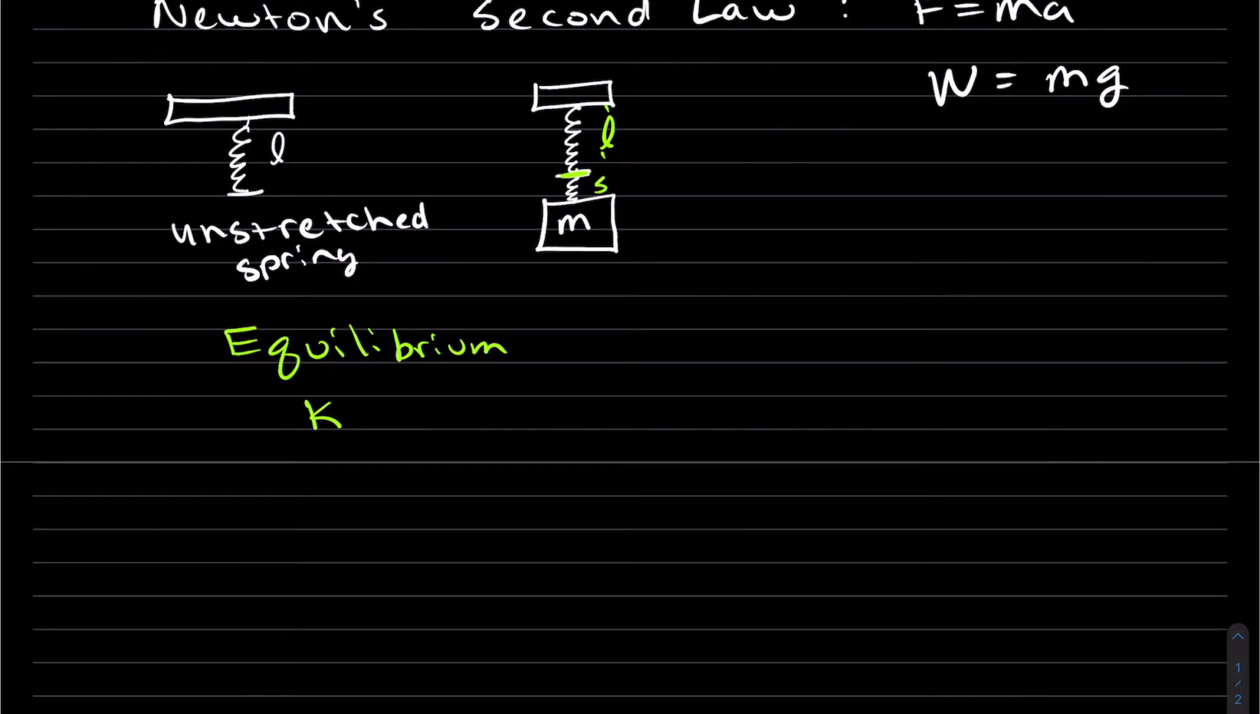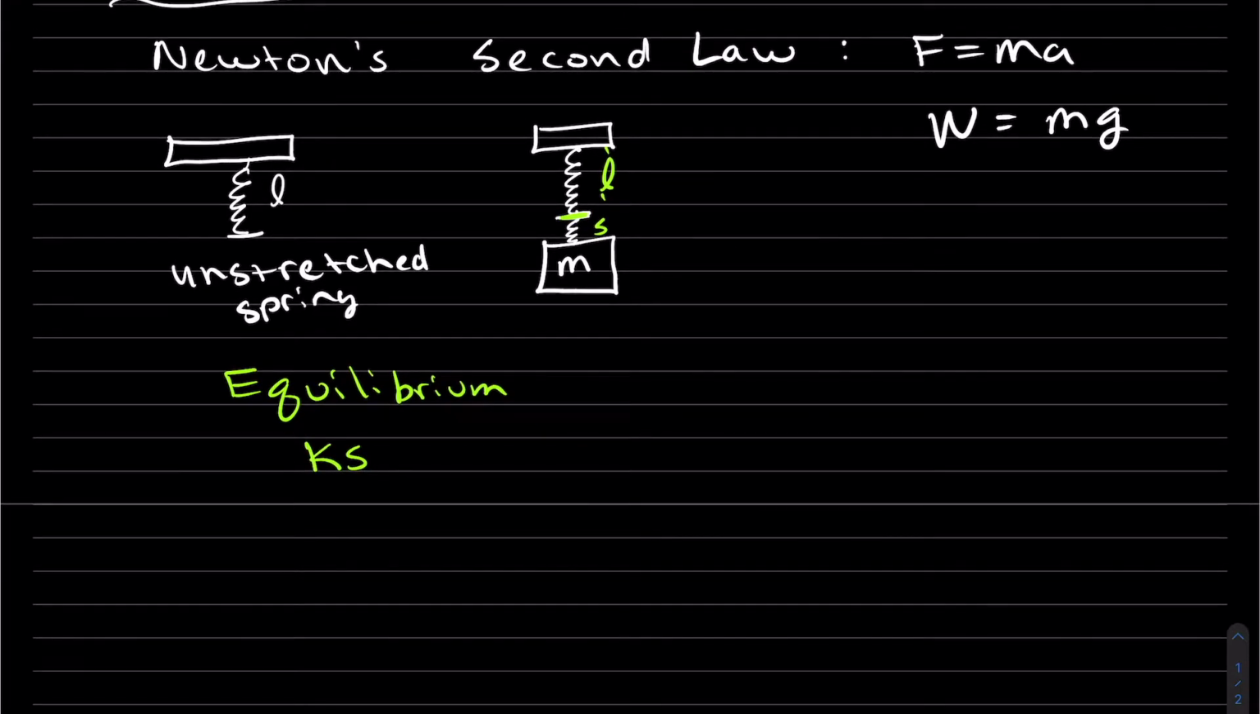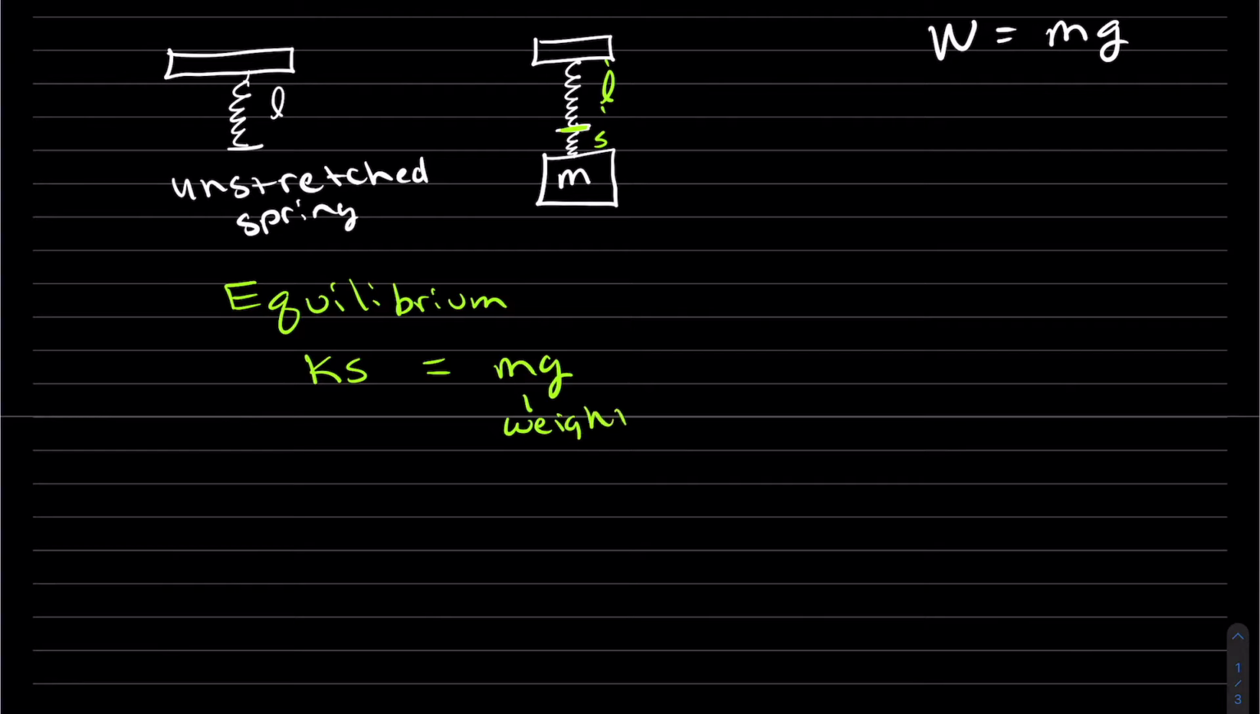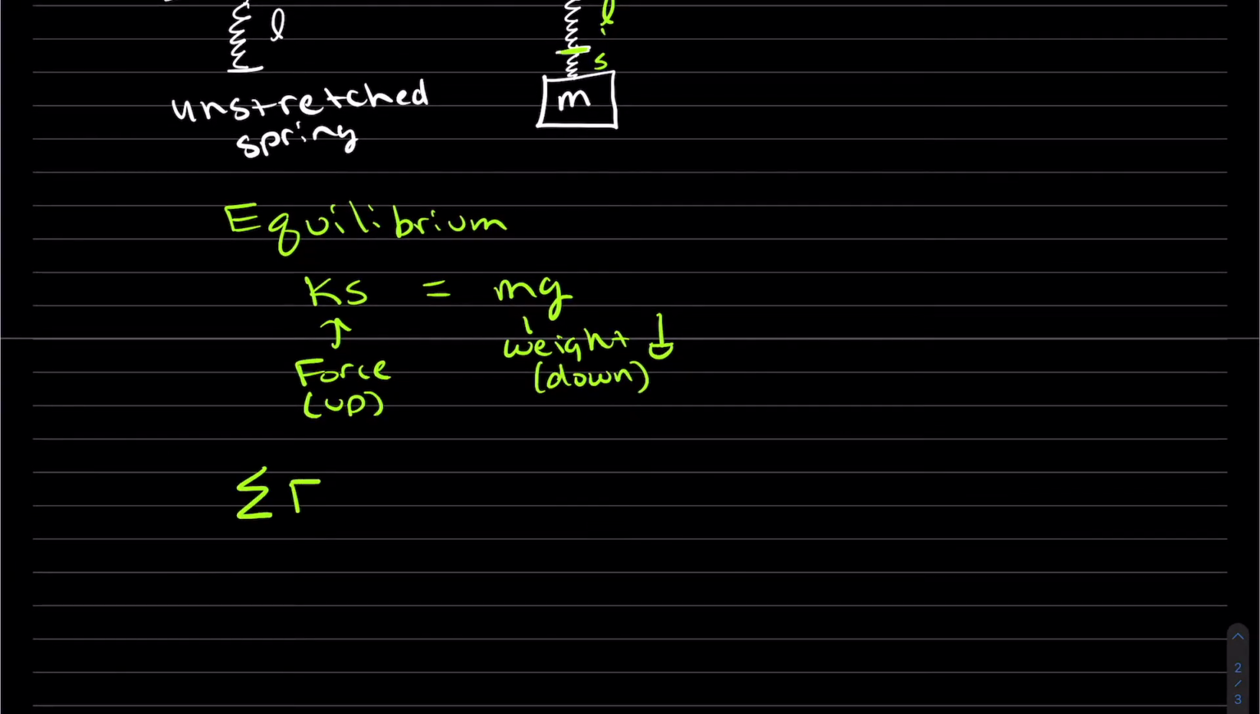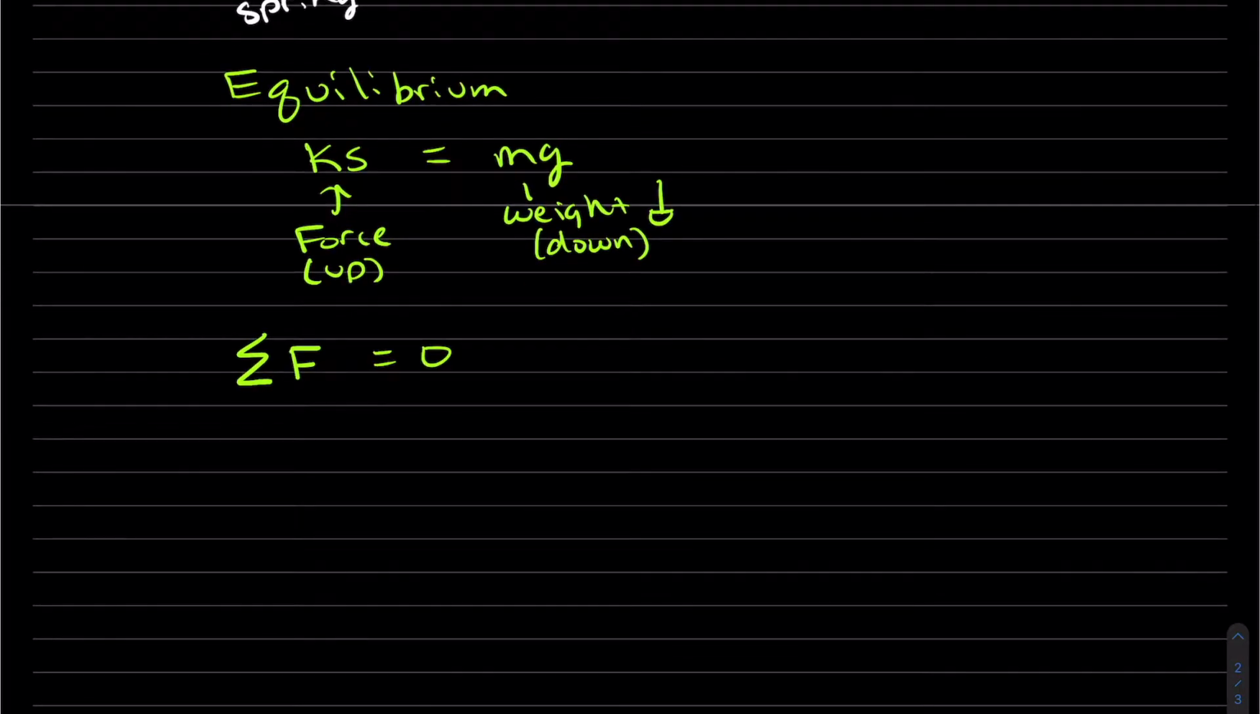Our Ks, which is our spring force, is going to equal mg, which is our weight, because it's not moving. This is our weight, and that weight goes down, and this is our force that goes up. So the sum of the forces on an object in equilibrium is 0. In this case, the sum of F equals mg minus Ks. mg minus Ks is equal to 0.